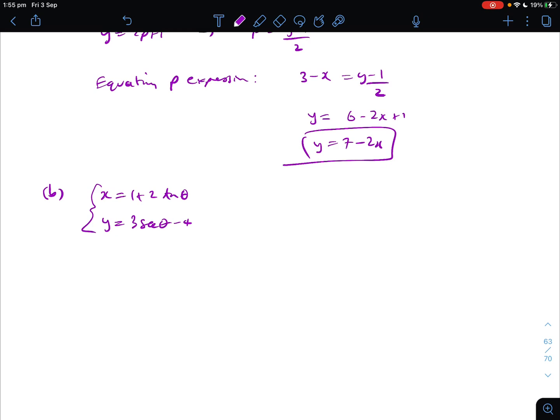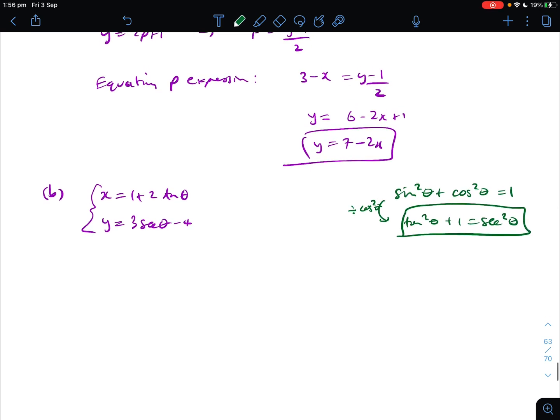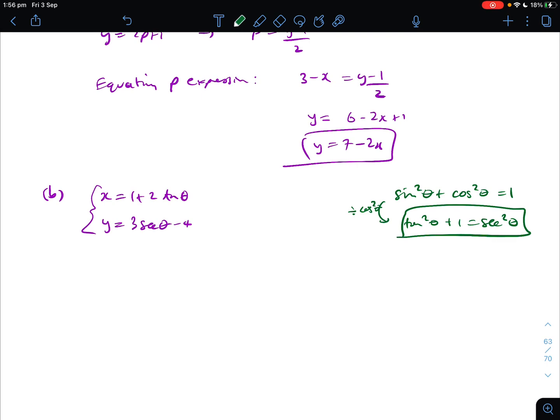You're looking at a tan theta and a sec theta, and you're drawing on your understanding of trigonometric identities, the famous Pythagorean one. When you divide throughout by cos squared theta, you get tan squared theta plus 1 equals sec squared theta. I'm hoping at this stage of your revision that is a well-known idea. And so really, you're looking to rephrase these in terms of those.